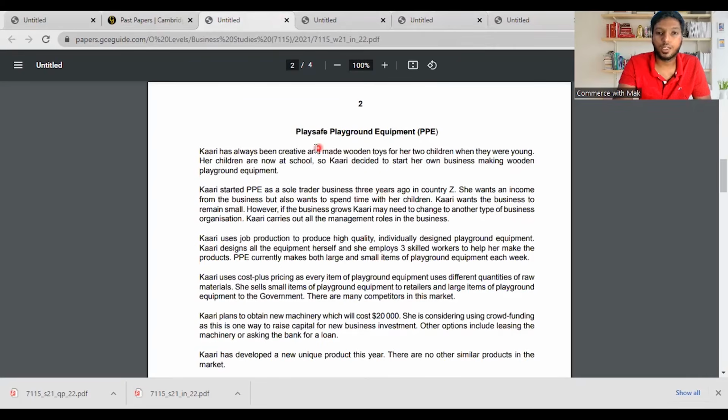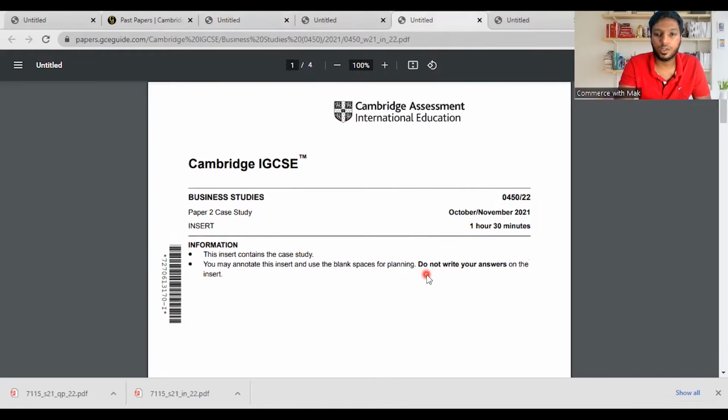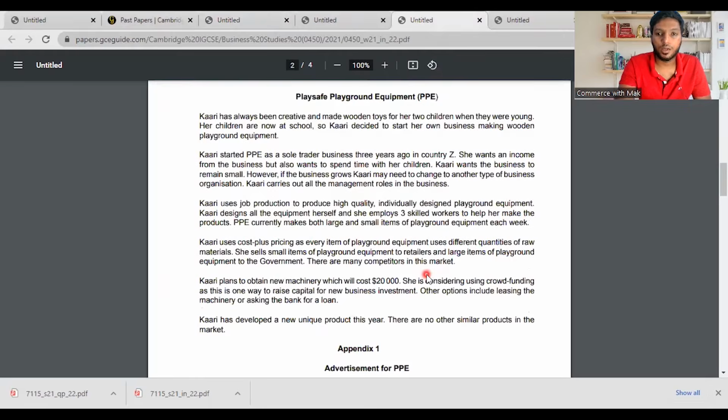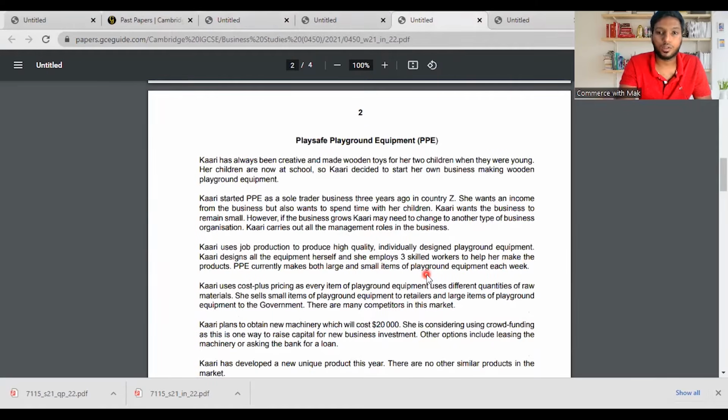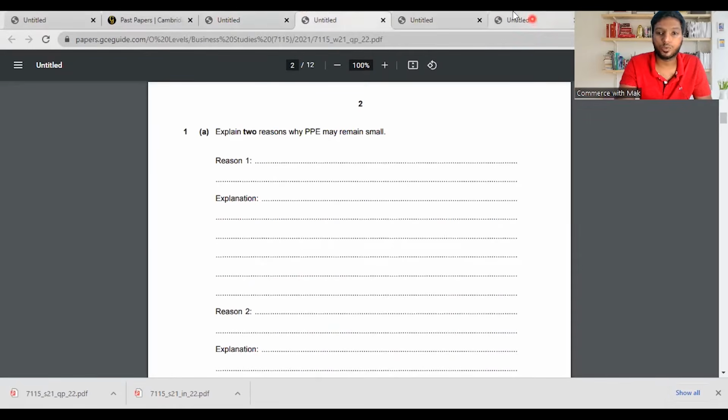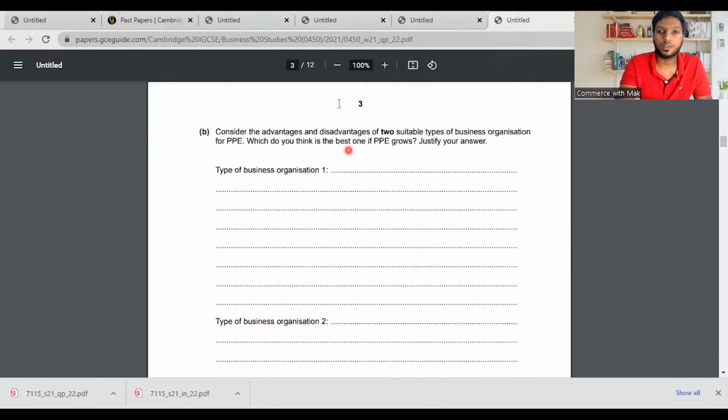You can see here, Play Safe Playground Equipment is the case study which we are going to do today. And also in the 0450 paper, when I bring the cursor down, you can see Play Safe Playground Equipment as the case study. And the questions are also similar. There's no difference between the questions. Explain two reasons why PP remains small, and in this one you can see the same thing, explain two reasons why PP may remain small. So we are going to do the two papers together at once.